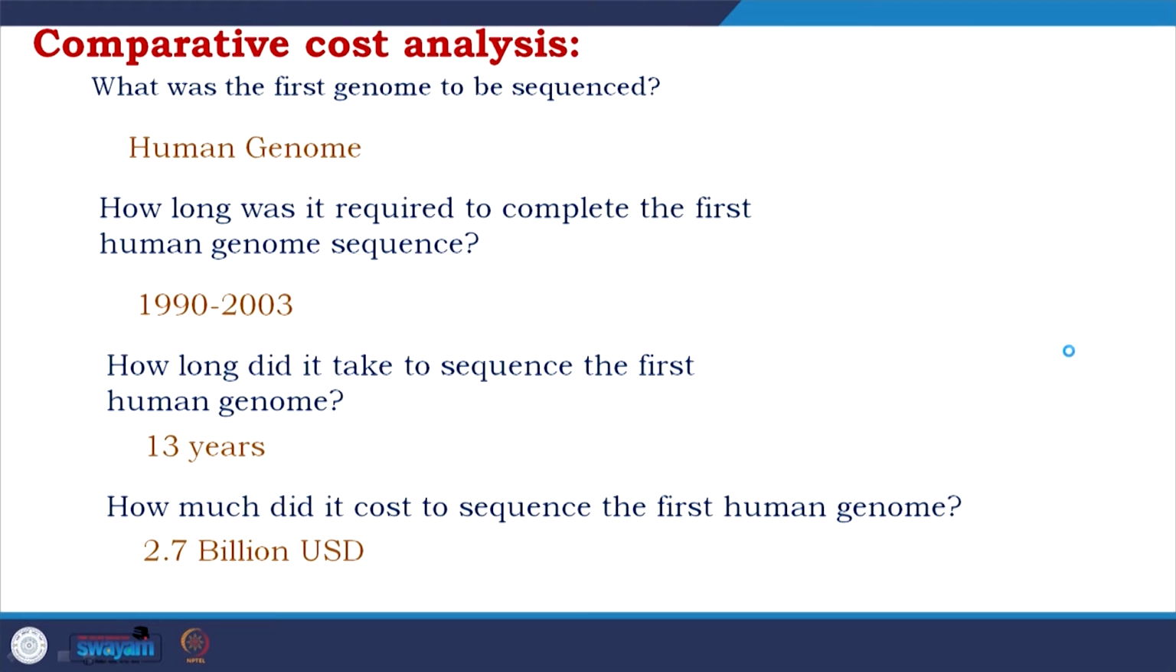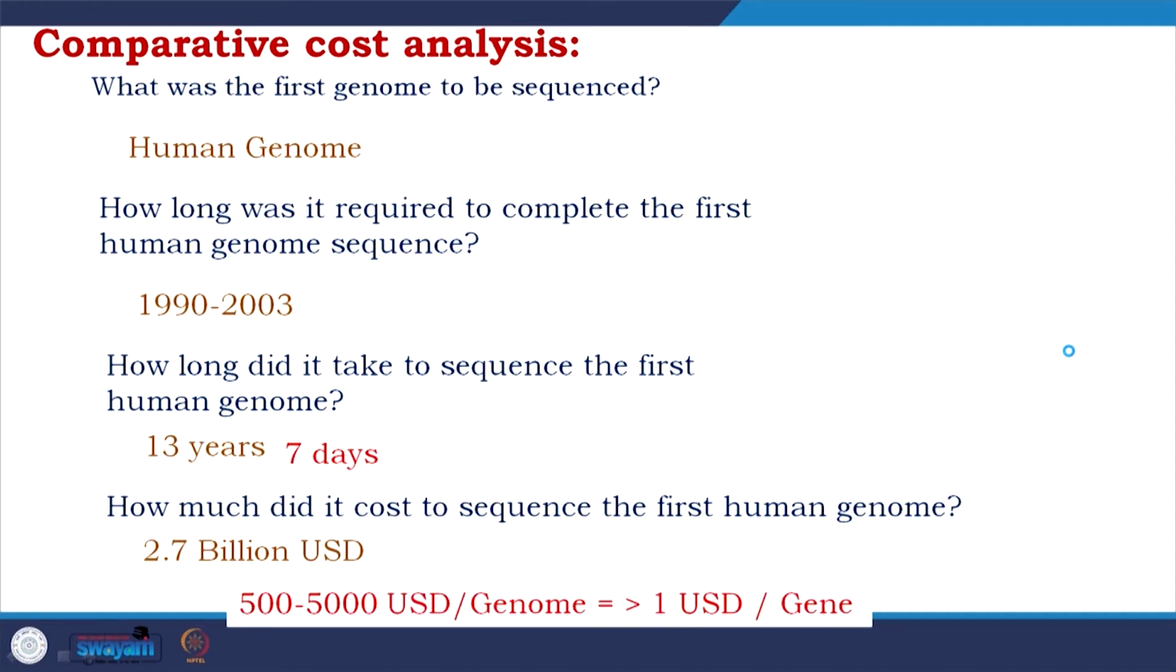How long did it take to sequence the first human genome? 13 years. How much did it cost to sequence the first human genome? 2.7 billion US dollars. Now it takes 7 days, even less than 7 days. 500 to 5000 USD per genome, which means 1 USD per gene, less than that. Why do I say 500 to 5000? Why is there a 10x difference?